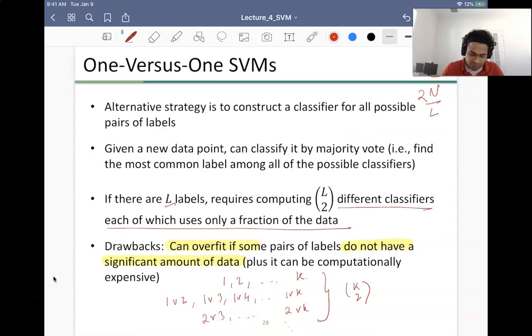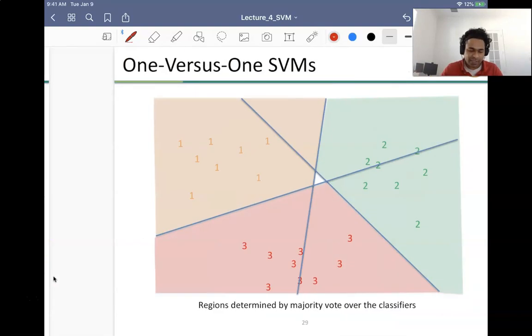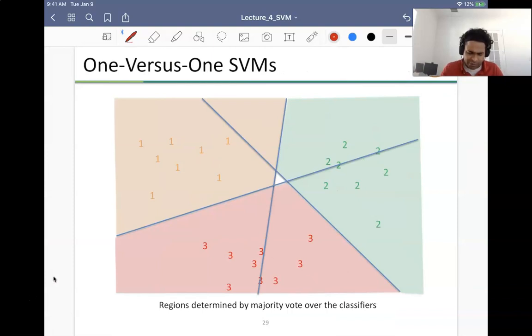One more issue, which is kind of obvious, is that L choose 2 is actually pretty large compared to just L. L choose 2 is L times L minus 1 divided by 2, so this is quadratic in L as opposed to linear in L. So the second issue is that it is much more computationally expensive. But never mind.